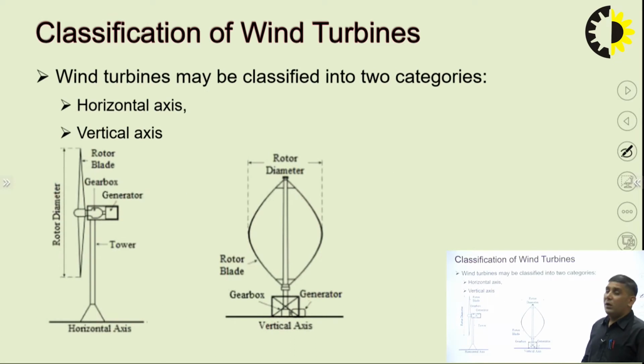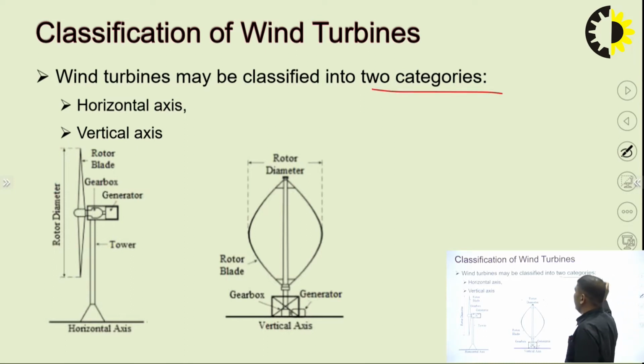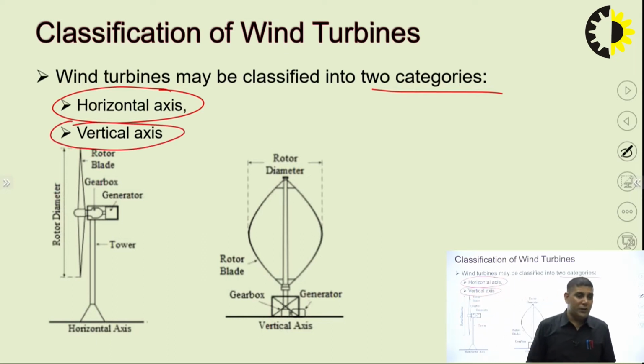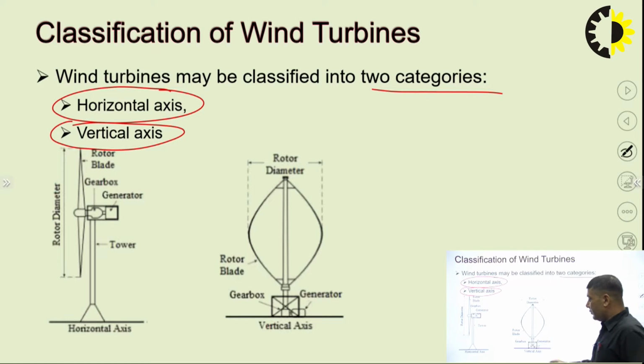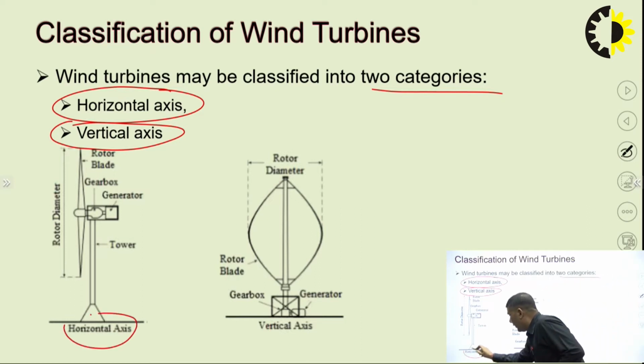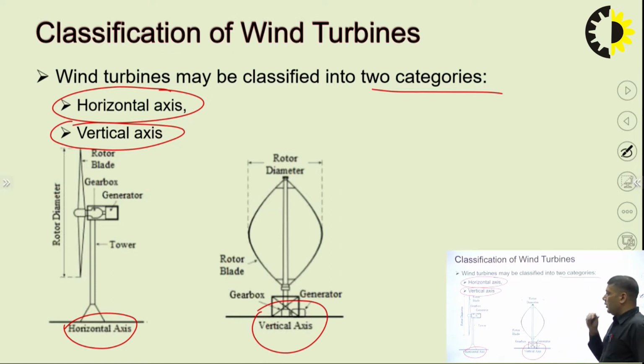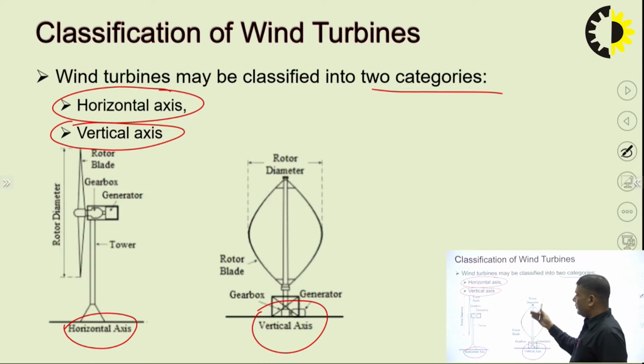So next we have the classification of the wind turbines. As far as the classification of wind turbines is concerned, they are classified into two categories. One is the horizontal axis wind turbine, and the second one is the vertical axis wind turbine. This is the basic diagram for the horizontal axis wind turbine and for the vertical axis wind turbine. You can see here the basic difference between the two is the location of the blades with respect to the earth level.